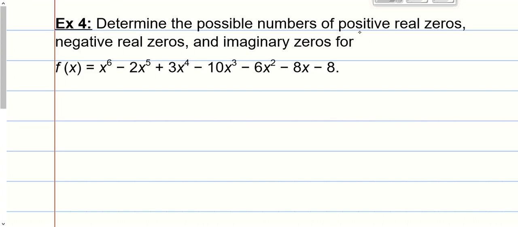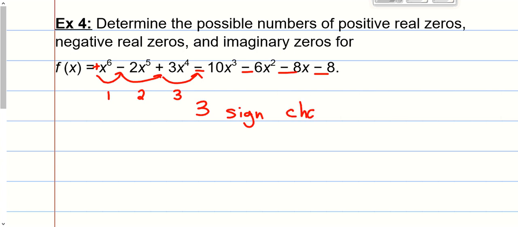Determine the possible numbers of positive real zeros, negative real zeros, and imaginary zeros. We'll look at imaginary. We didn't talk about that yet, but we'll look at that in this example. So for this one right here, let's count sign changes. So I start out with positive, and it changes right there to negative. That's one change. Then it goes back to positive right there. That's two changes. It goes back to negative right there. That's three changes. And then here it's negative, negative, negative, negative. It doesn't change anymore. So I have three sign changes in my original function.